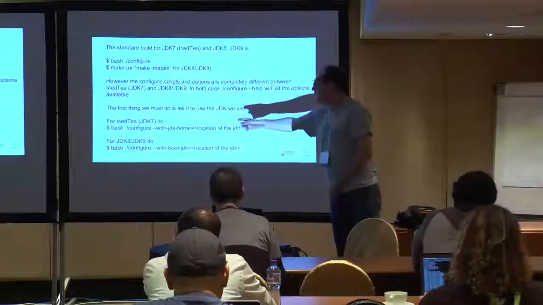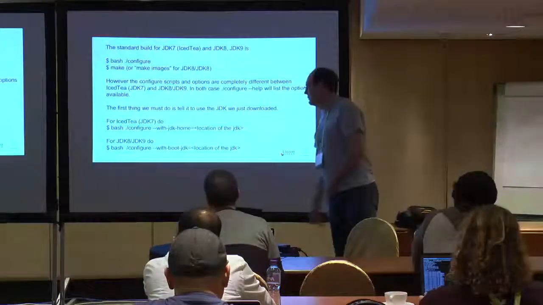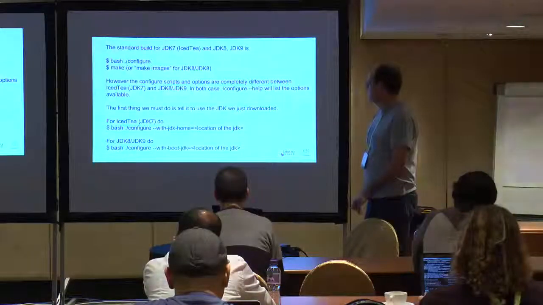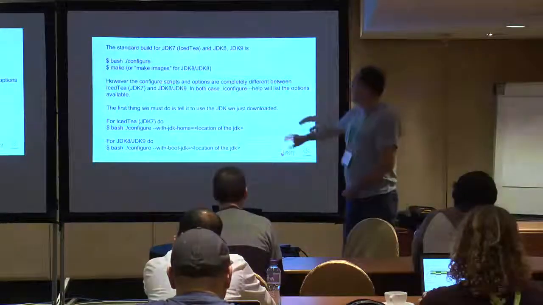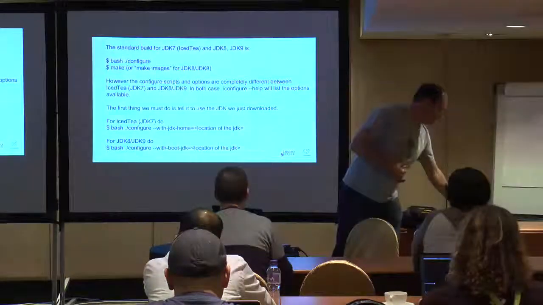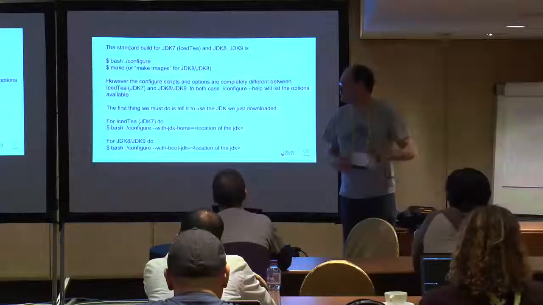So for JDK 8, we tell it the JDK home is the location of where you downloaded it. For JDK 9, it's the boot JDK. If you don't specify these options, it'll try and make its best guess as to where they're installed in the usual places, but sometimes it doesn't find them.